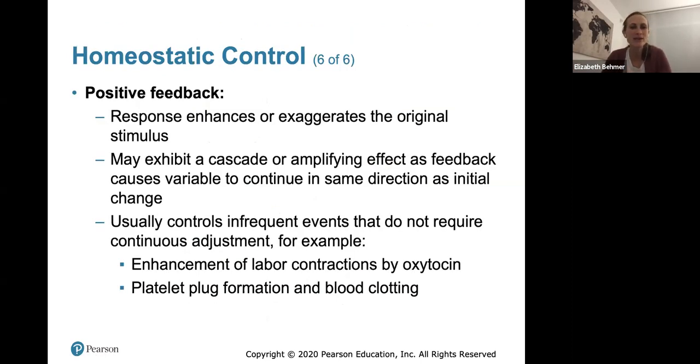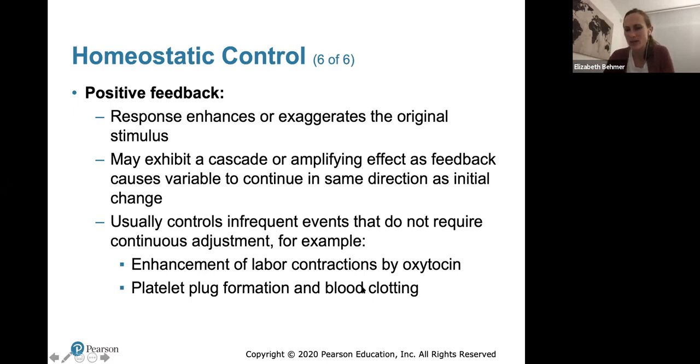And then positive feedback, the response enhances or exaggerates an original stimulus. It could exhibit a cascade or amplifying effect as feedback causes the variable to continue in the same direction. Some examples are the enhancement of labor contractions by the hormone oxytocin. It's released by the pituitary gland when labor contractions begin, and more oxytocin just continues to get released by your pituitary gland in a positive feedback loop. And it continues until what happens? Till the baby is born. So your oxytocin levels get really high until the baby comes out.